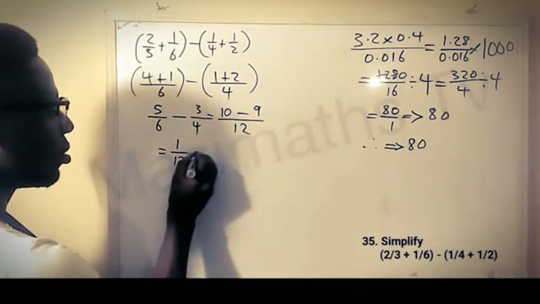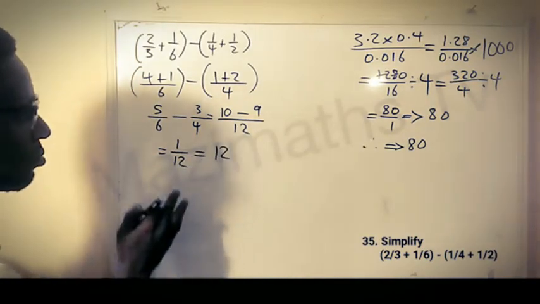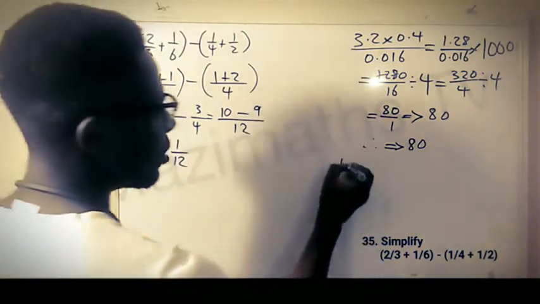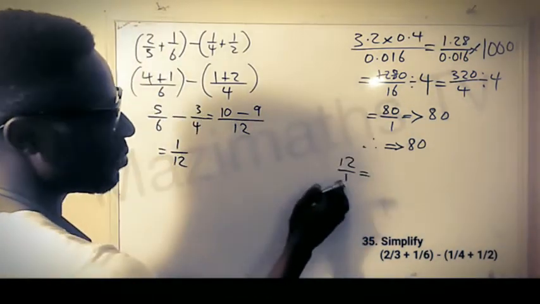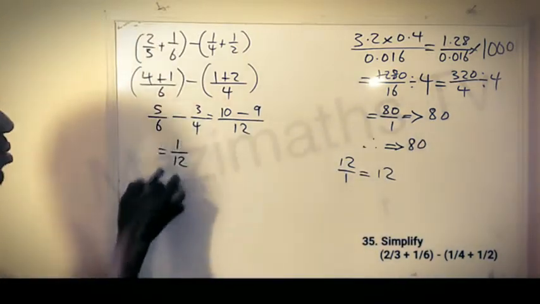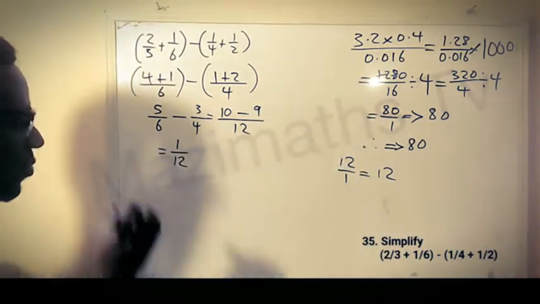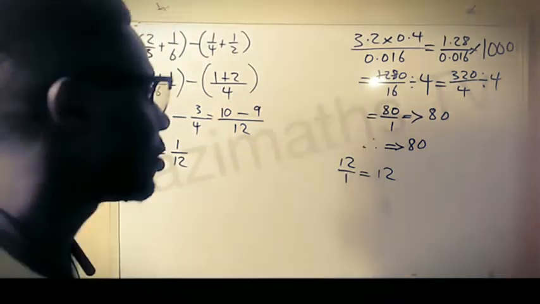Don't go and write equal to 12. No, this is a fraction, this is a proper fraction. You leave it like this. If you have something like 12 over 1 here, 12 can be divided by 1, you get 12. But when you have something like this, it is a fraction. This one you can still divide, this one you can't divide. So this is your final answer to this.